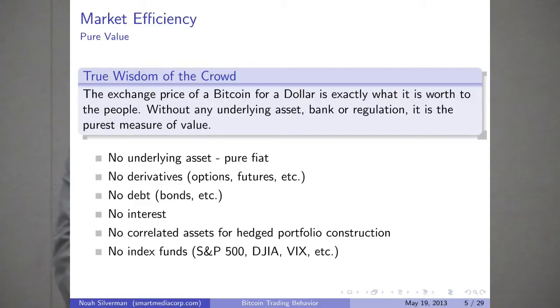One of the interesting challenges is there's no derivatives. I know some exchanges are working on it, but there's nothing large yet. There's no debt, so there's no interest rate, there's no bonds, there's no loans, there's no trading on margin. There's no correlated assets.